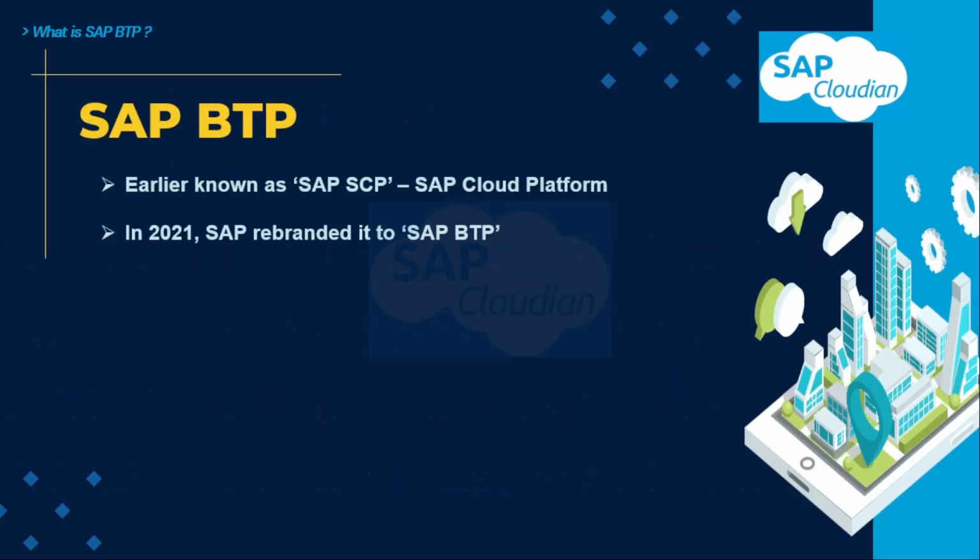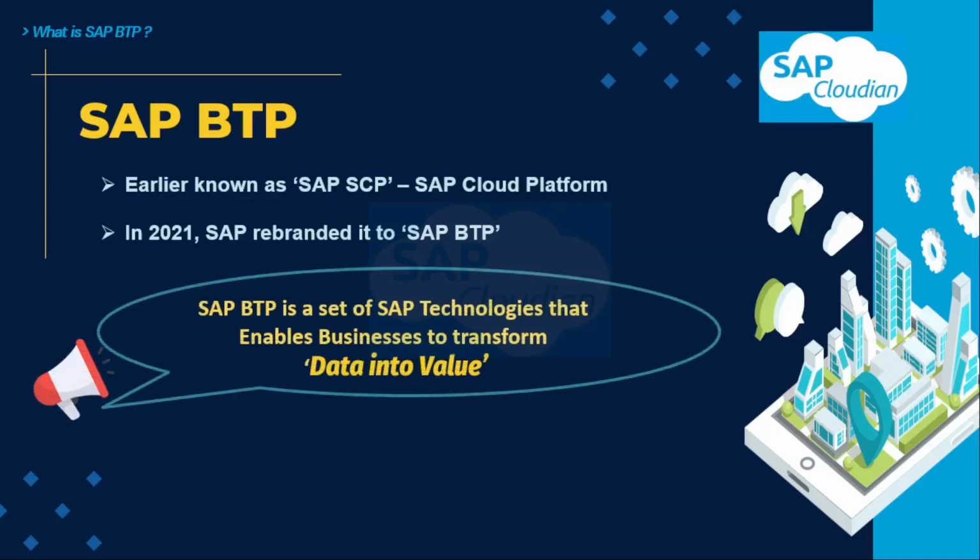So the full form of SAP BTP is Business Technology Platform. Initially, this cloud platform was known as SAP Cloud Platform, that is SAP CP or SCP. But in 2021, SAP rebranded it to SAP Business Technology Platform, that is SAP BTP. Basically, SAP BTP is a set of technologies that enables businesses to transform data into value.